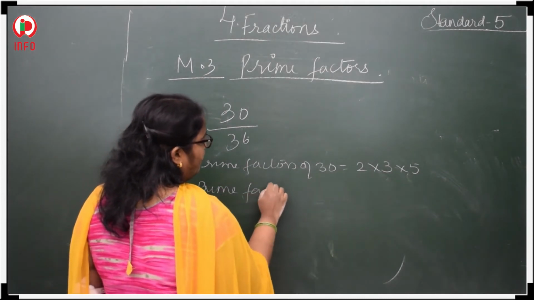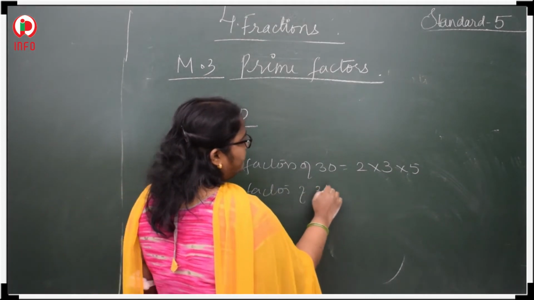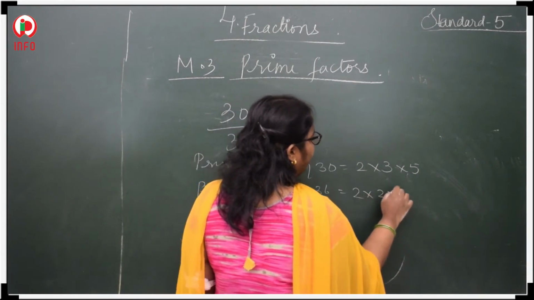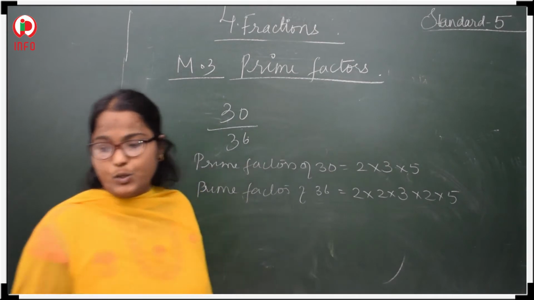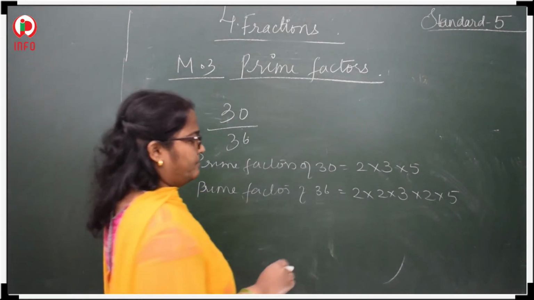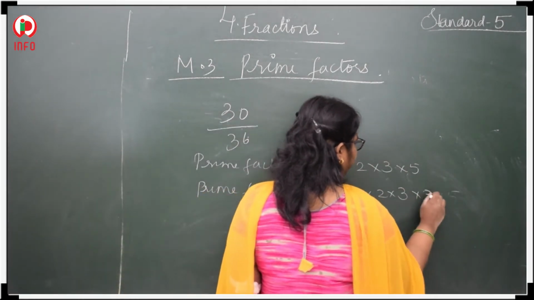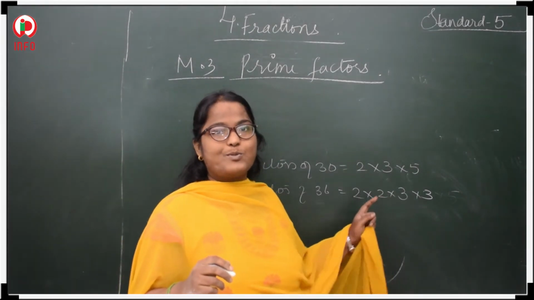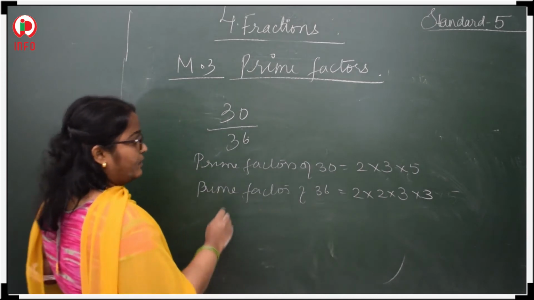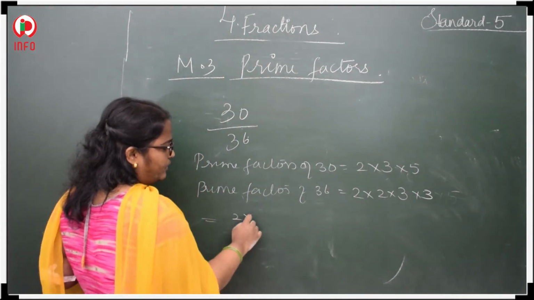Prime factors of 36: 2 into 3 into 2 into 3. Yes, 2 into 3 into 3, not 5, 3 into 3. Shall we count? 2 2s are 4, 4 3s are 12, 12 3s are 36. You can check in 2 if you are having any doubt. So you can multiply here.